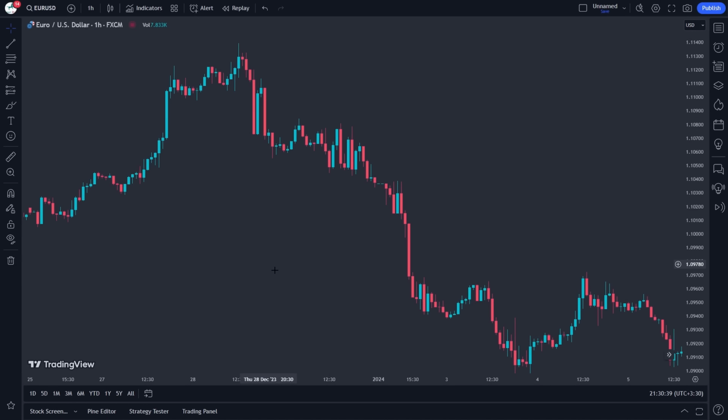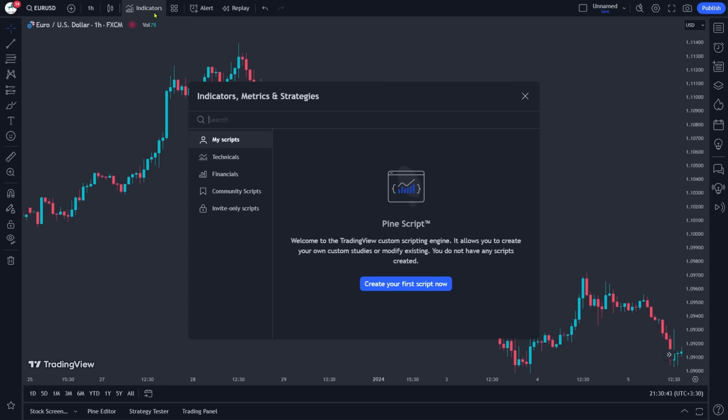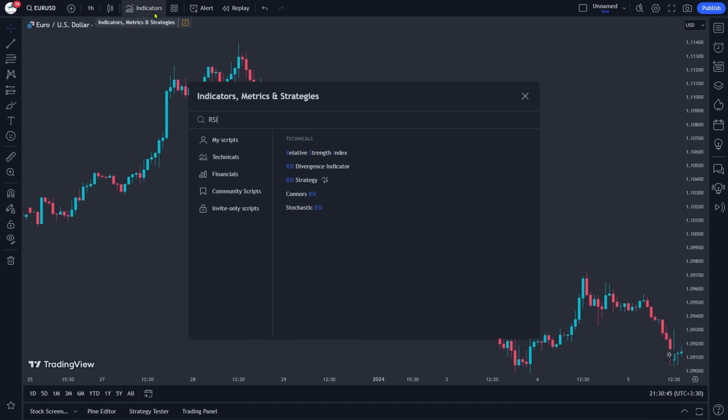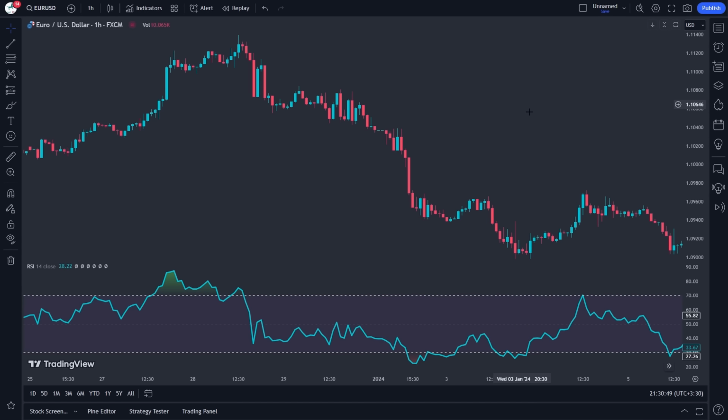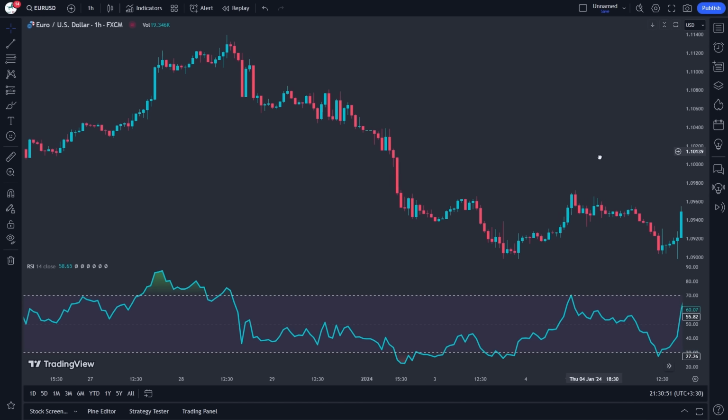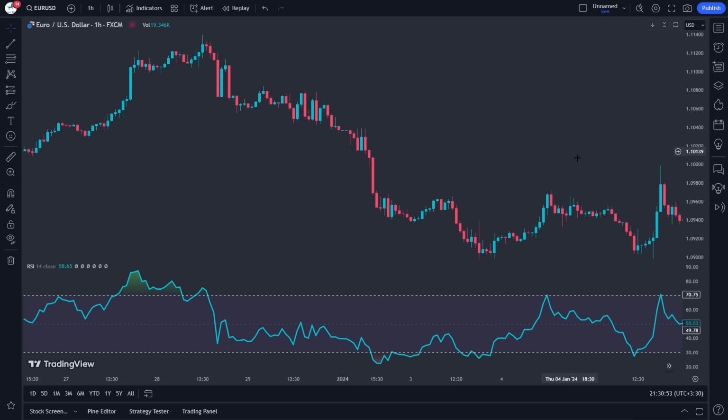To add this indicator to your chart, simply click on the Indicators tab in the TradingView platform, then type RSI into the search bar. When the Relative Strength Index appears in the search results, click on it and it will be applied to your chart.